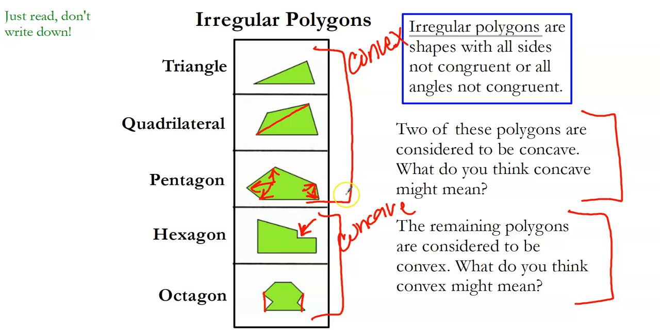Notice that doesn't happen when I draw any diagonal from vertex to vertex in all of the convex, right? If I draw from there, if I draw from here, if I draw across here, every single one of those diagonals that I'm drawing is inside the polygon, and that's convex. But for these two shapes at the bottom, if I connect two vertices and my line is outside of the shape, it's considered concave.